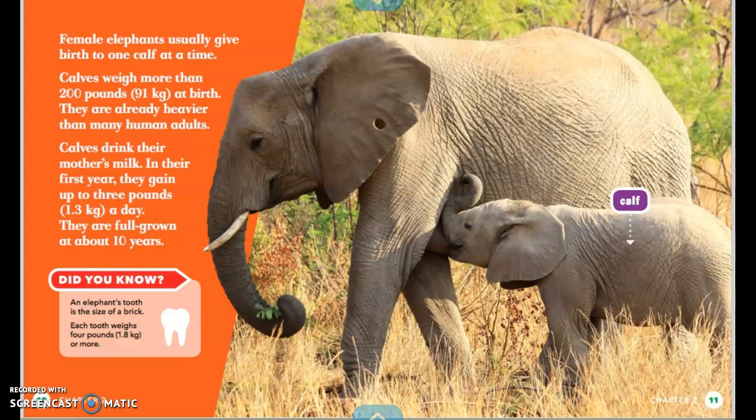Did you know an elephant's tooth is the size of a brick? Each tooth weighs 4 pounds or more. Very interesting facts. So again, determining the importance of what we've read. We now know another interesting fact, that female elephants give birth to one calf at a time. Baby elephants are called calves, and an elephant's tooth is the size of a brick. I think if I was reading a report on elephants, they're really interesting facts.